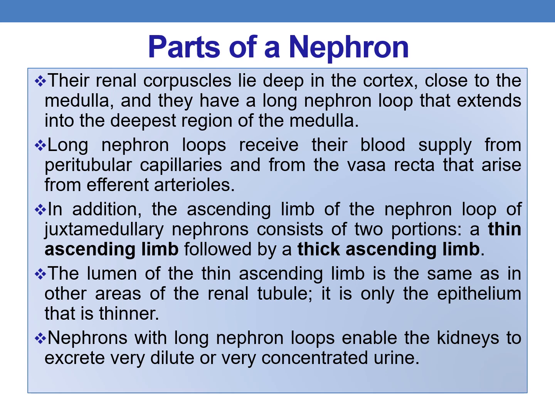In addition, the ascending limb of the nephron loop of a juxtamedullary nephron consists of two portions: a thin ascending limb followed by a thick ascending limb. The lumen of the thin ascending limb is the same as in other areas of the renal tubule. It is only the epithelium that is thinner. The nephrons with long nephron loops enable the kidneys to excrete very dilute or very concentrated urine.